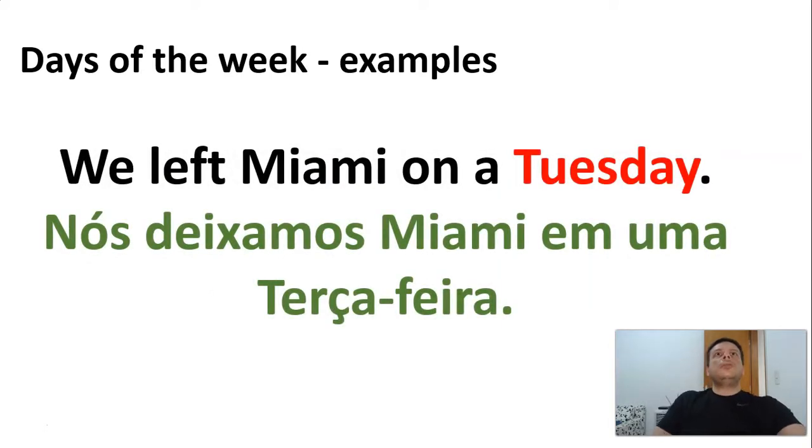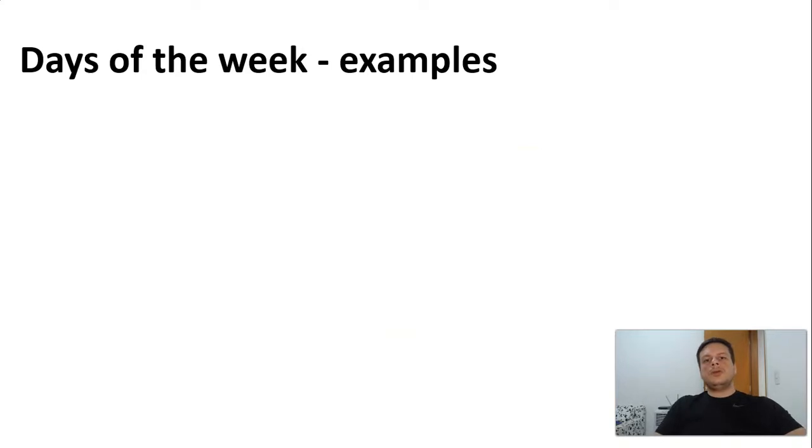Próximo. We left Miami on a Tuesday. We left Miami on a Tuesday quer dizer we left, nós deixamos Miami, que é a cidade de Miami, na Flórida, on a Tuesday, em uma terça-feira. Deixamos Miami na terça. Tá vendo? Nós deixamos Miami em uma terça-feira. Ninguém fala assim. A gente vai falar assim, cara, a gente deixou, a gente partiu de Miami na terça. Só que quando você vai falar we left Miami on Tuesday. Só isso.